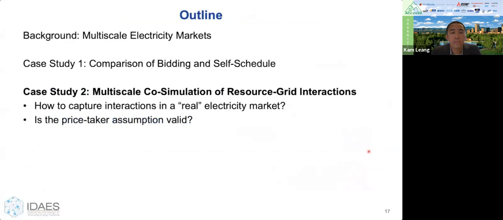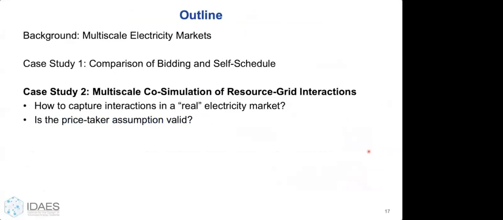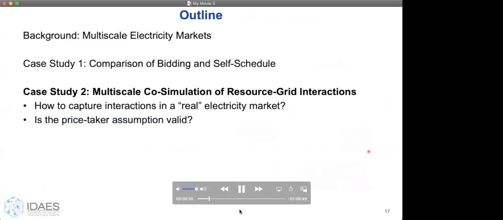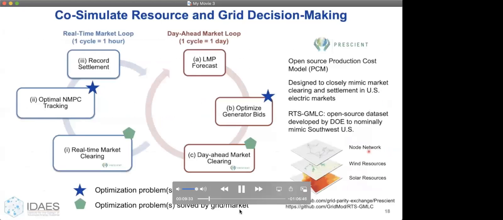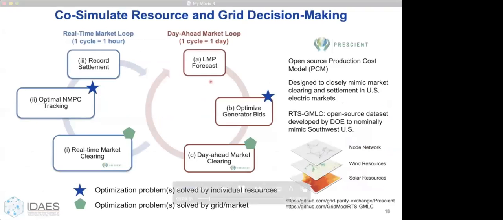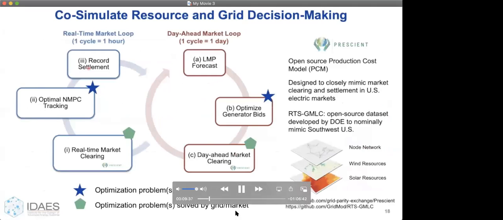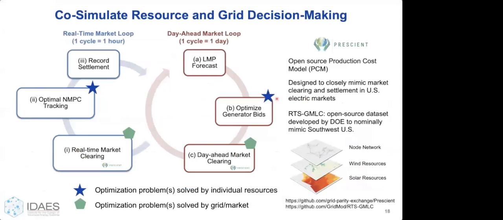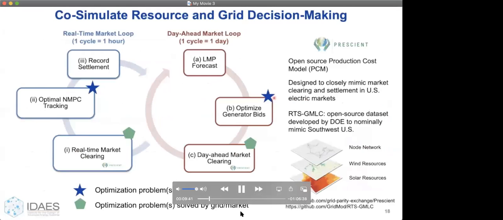Next, we want to understand how you capture these interactions between resources and grids in a real electric market. And here we're going to propose a more complicated workflow where there are two loops. One is for the day-ahead market. One captures the real-time market. Stars are optimization problems that are solved by the resource. Pentagons are optimization problems solved by the grid.